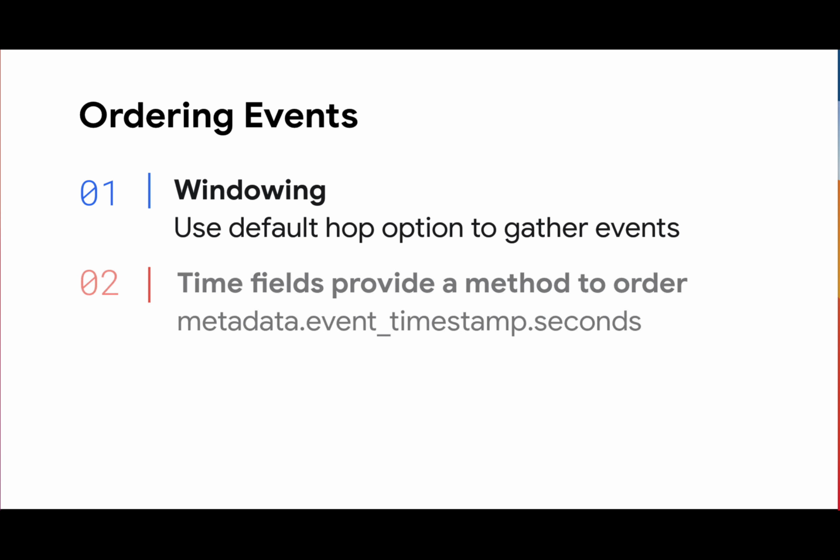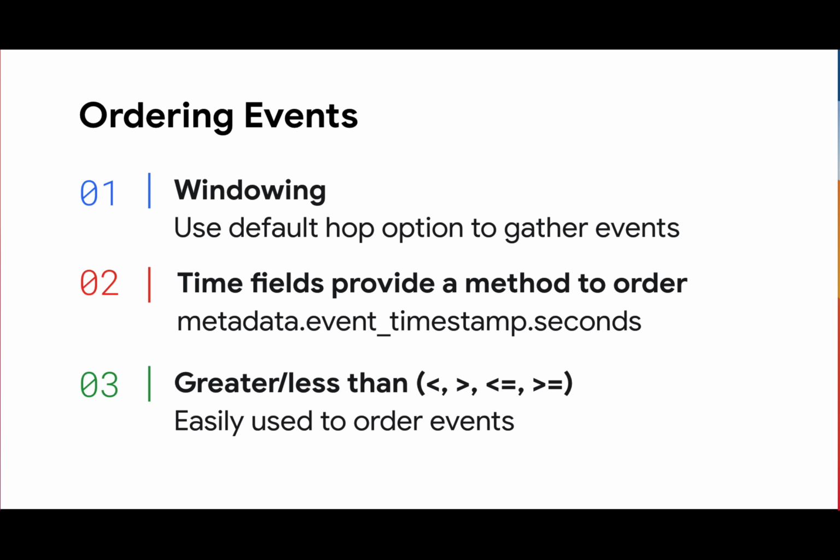When you're enforcing an order to your multi-event rules, remember that our default windowing is the hop, which is gathering the events within the defined window, but not actually ordering them. To order the events, we can use the UDM time field like metadata.event_timestamp.seconds along with the operators like greater than and less than. Remember that the hop window in the match section has a range from 1 minute to 48 hours.